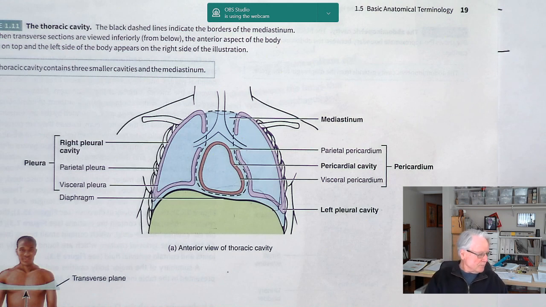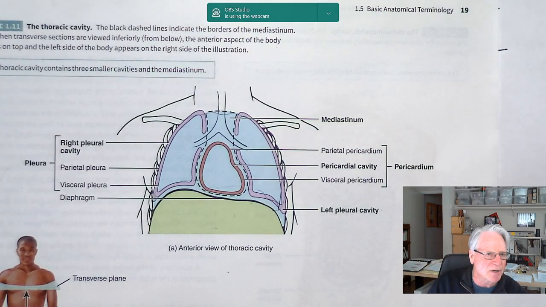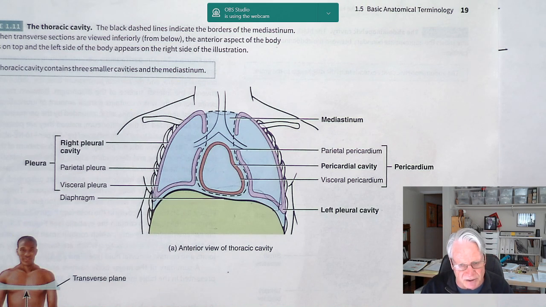Now, let's talk about serous membranes. So what is a serous membrane? A serous membrane is a thin layer of cells, connective tissue and cells, that acts like a wrapping. It's like the wrapping on a Christmas present. Or it's like what happens when you take food and wrap it in saran wrap. That thin layer of saran wrap is the serous membrane.